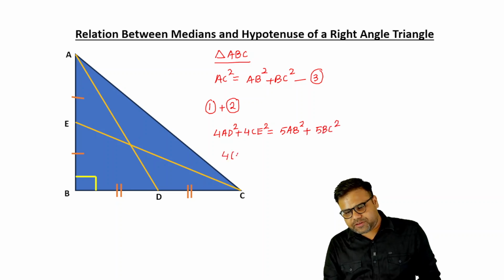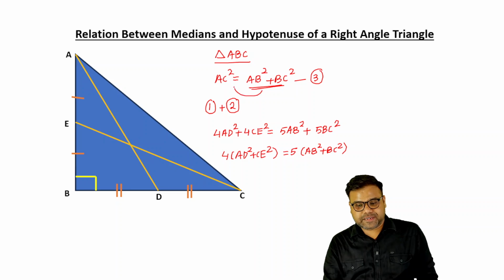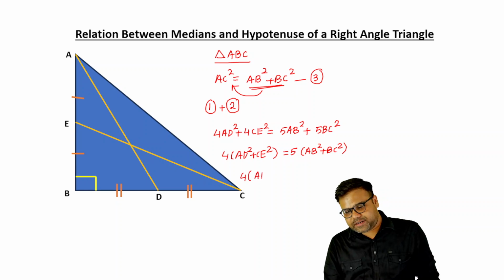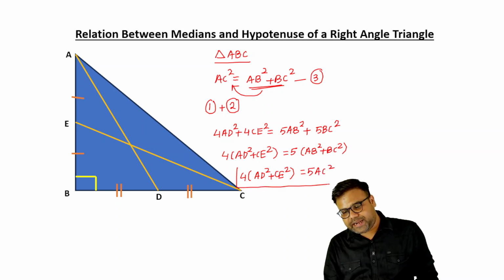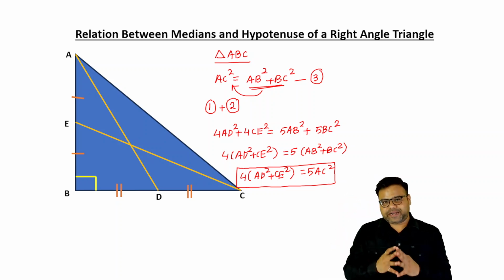Take 4 common here, so 4 times AD square plus CE square. If you take 5 common here, you can see AB square plus BC square. And from equation number 3, I can write AB square plus BC square is equal to AC square. So my final result will become 4 times AD square plus CE square is equal to 5 times AC square, which is the final relation between medians and hypotenuse of a right angle triangle.